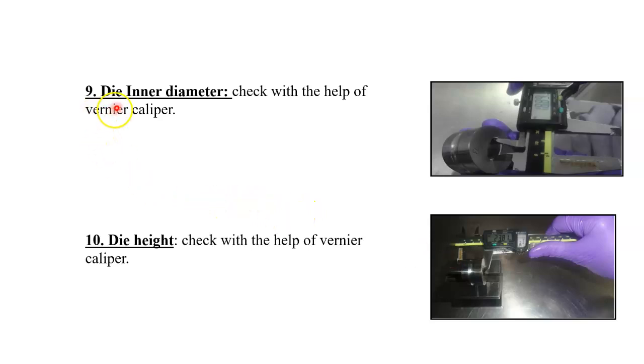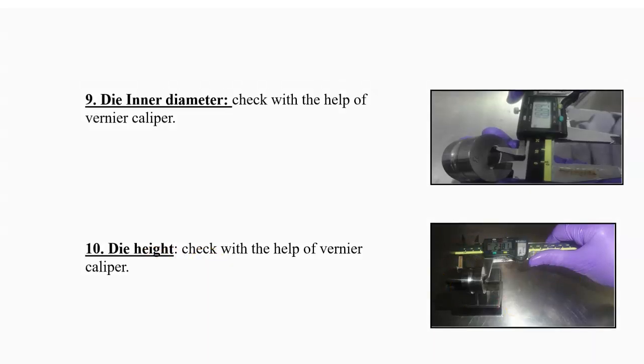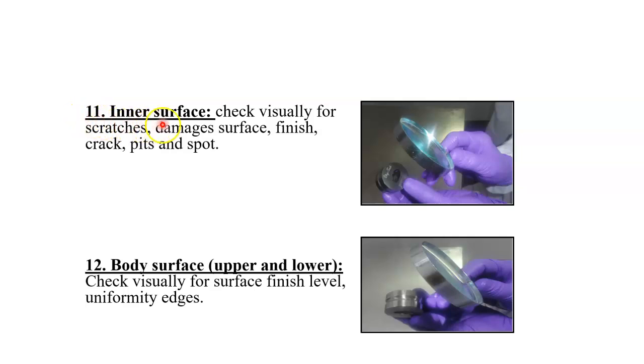Next checkpoint, die inner diameter. The die inner diameter is measured by vernier caliper. Then die height is also measured by vernier caliper. Then the inner surface of the die is checked visually for scratches, damaged surface, finish, crack, pits and spots.